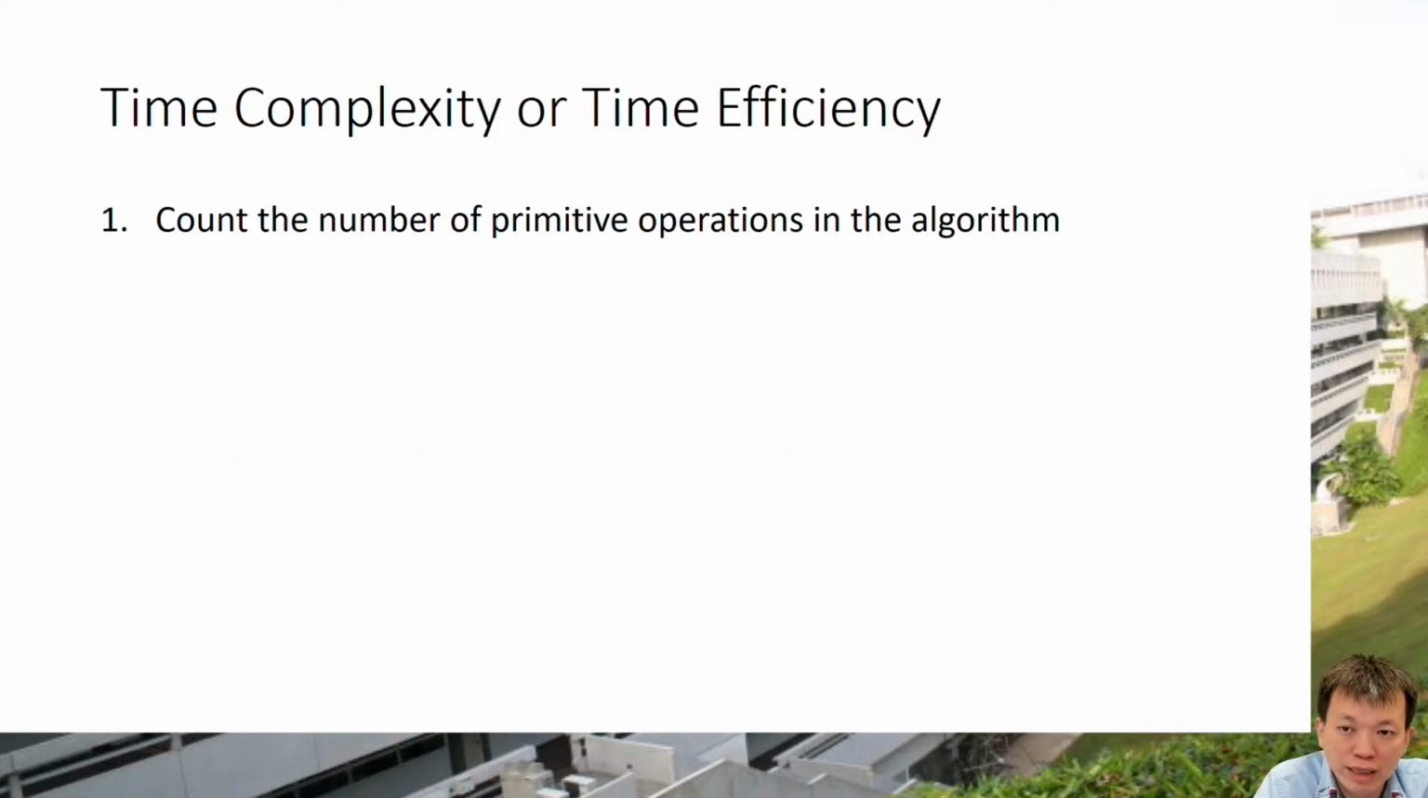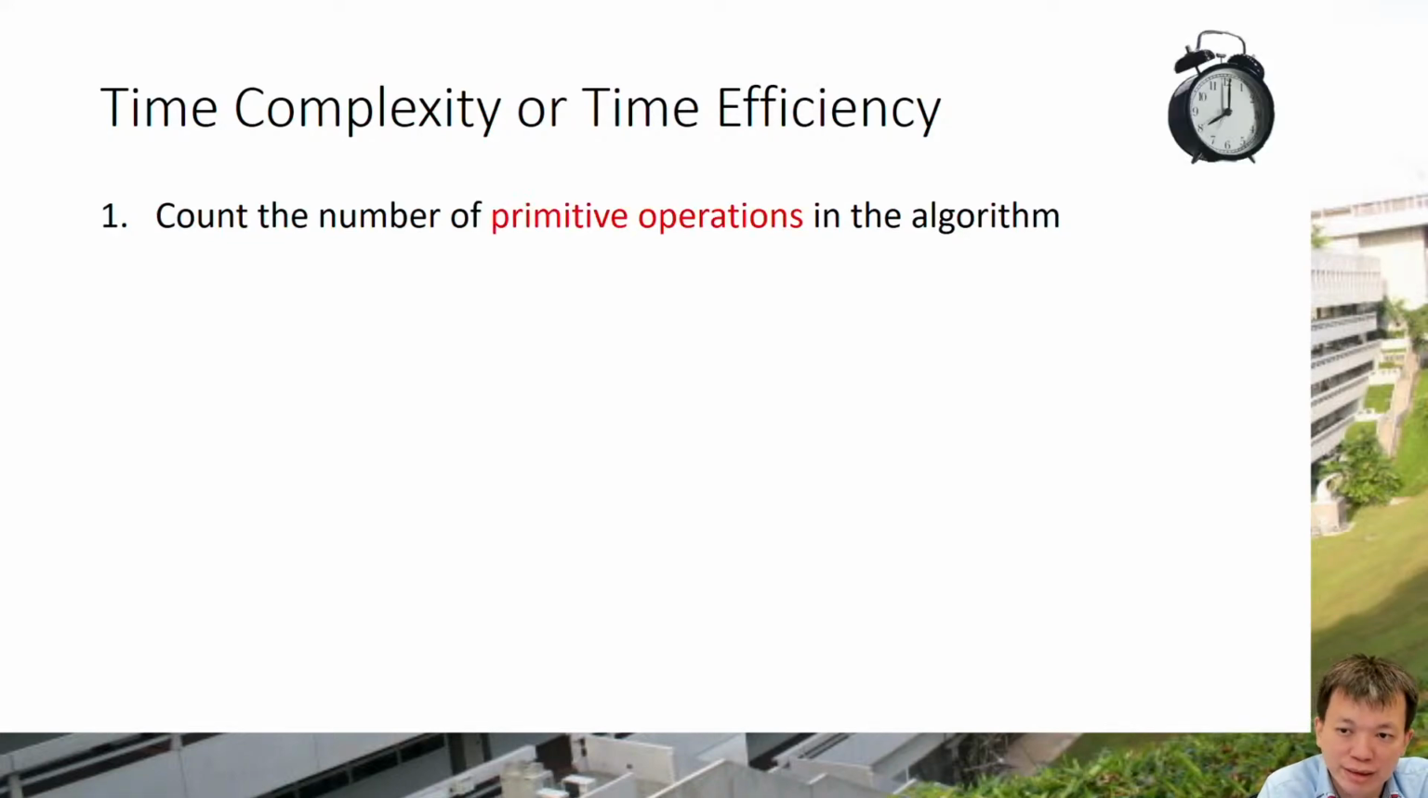So how do we analyze the time complexity? Basically, it is trying to count the number of primitive operations in the algorithm. The keyword is primitive. What is a primitive operation?